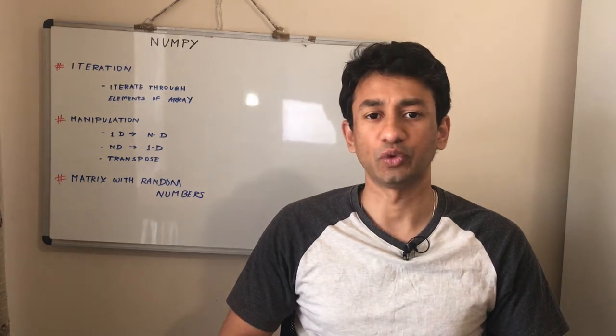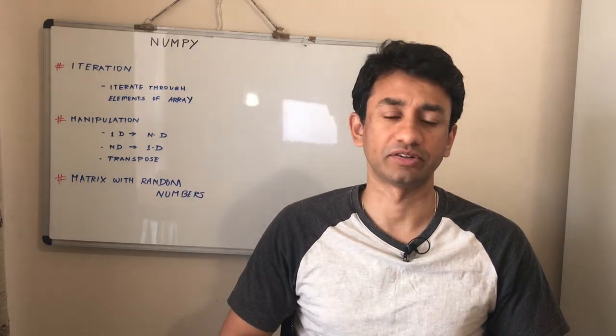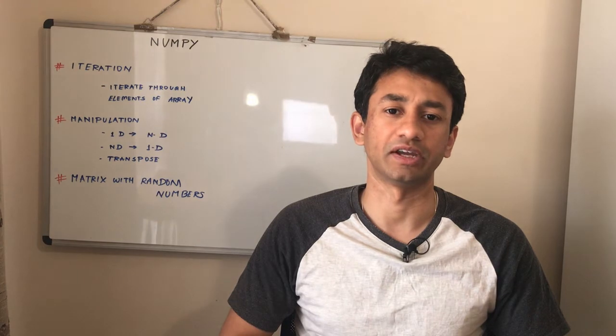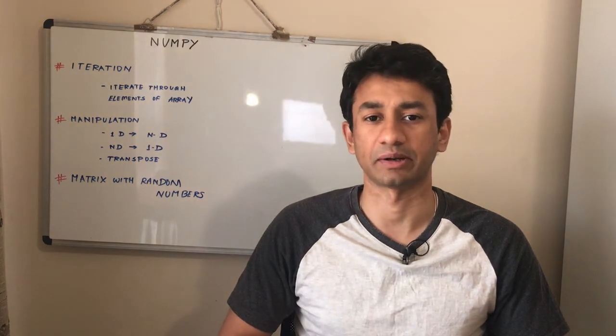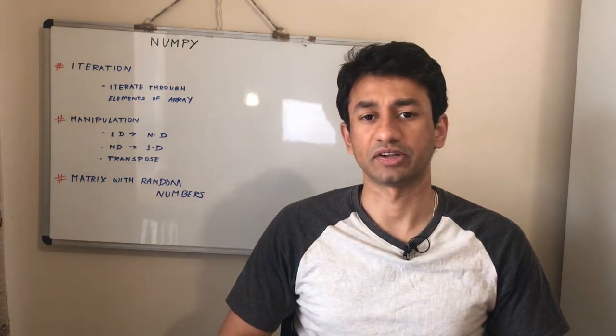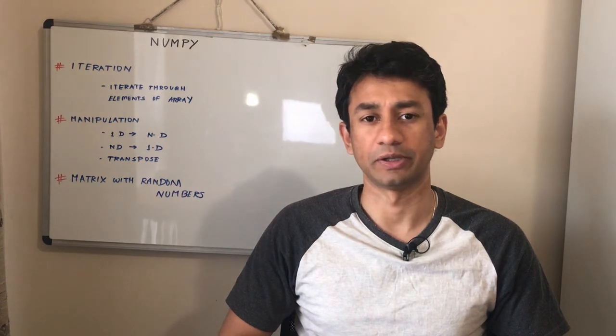So here a two-dimensional array can also be called a matrix. So we will be going through an example of creating a matrix with random numbers. So that's the topic that we are going to cover today.